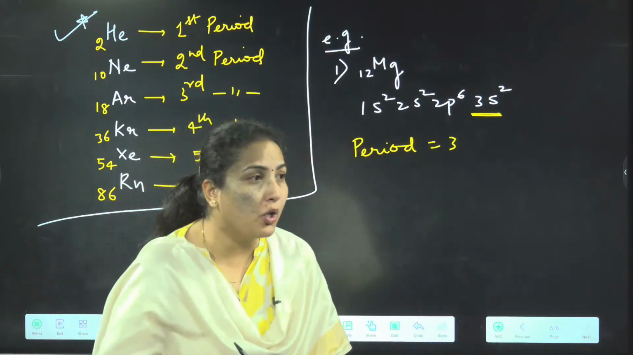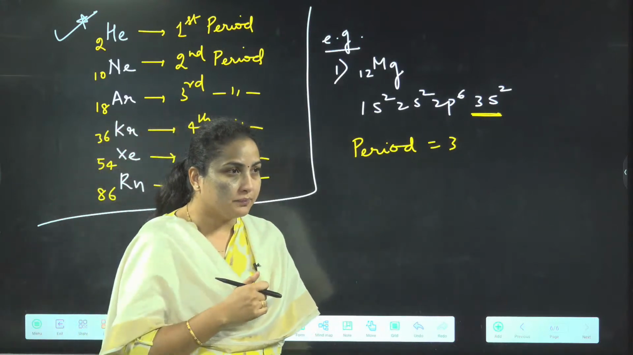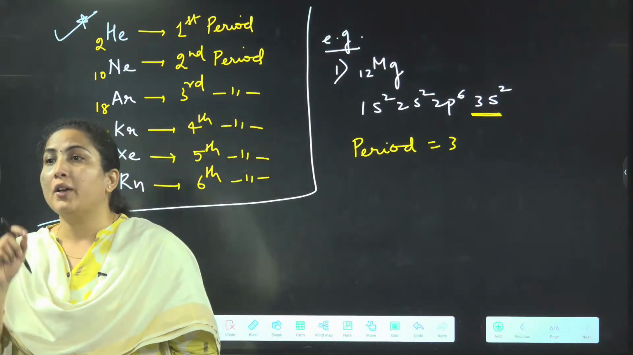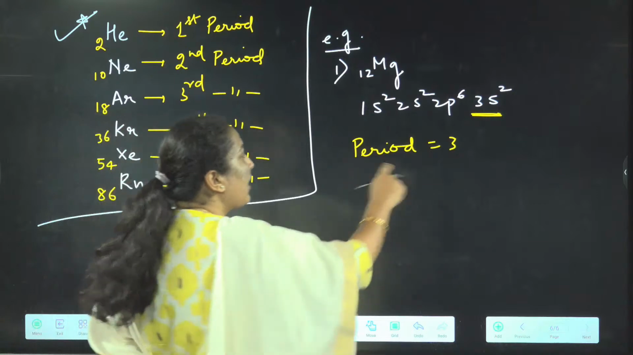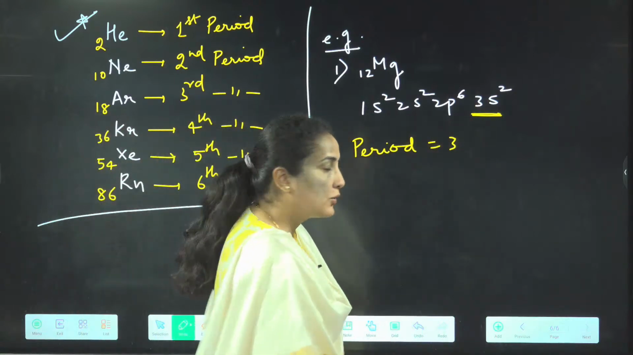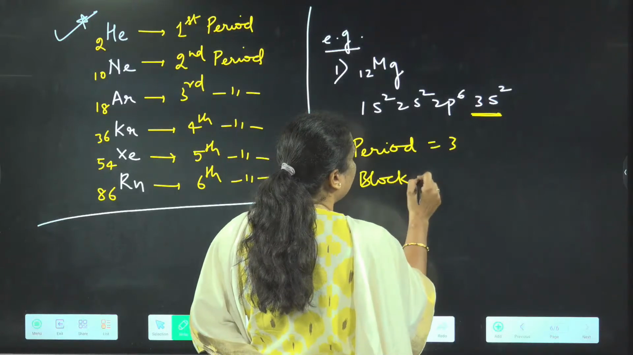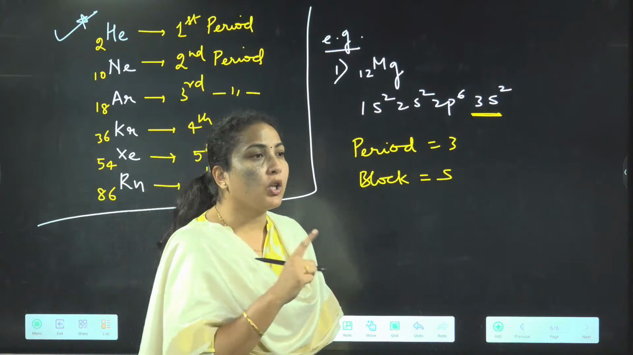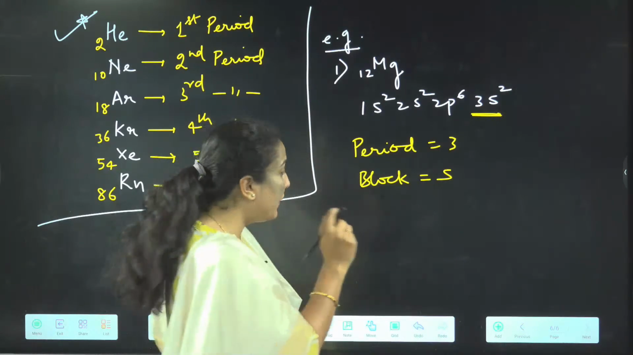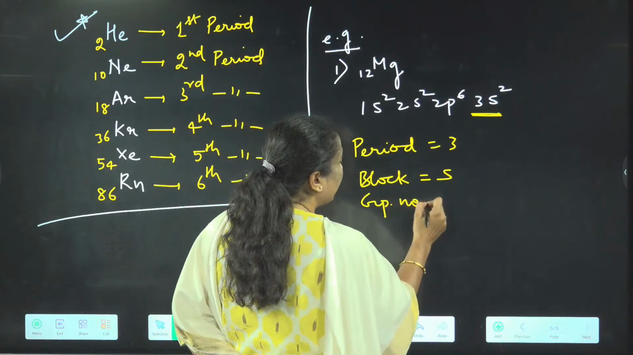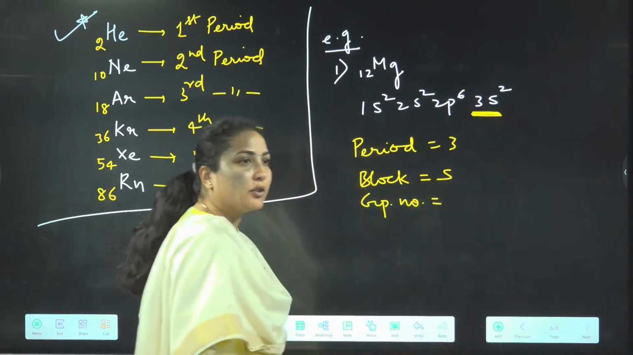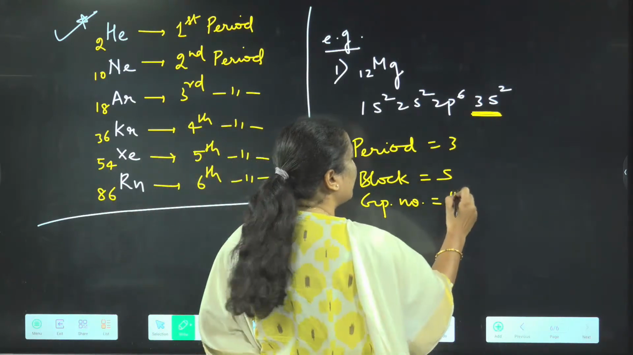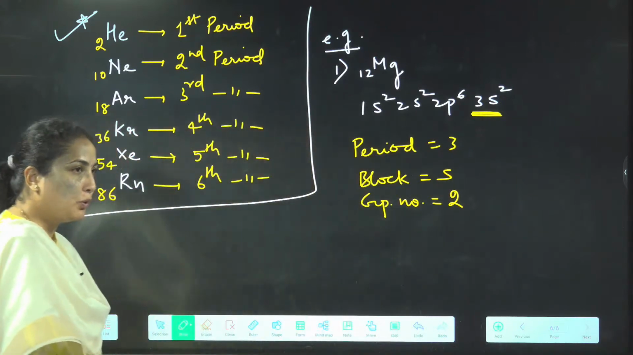Now next, what do we want? Basically we want to know the group number, right? Or else you first identify the block, because to identify the group number, we first need to know the block, right? Now where the last electron is entering, it is entering into the S. So the block you have identified is S, right? Then after determining the S block, the group number is the number of electrons in the valence shell. This is the valence shell. How many electrons are there? 2. Or we say the number of electrons in Ns. So it is basically 2. So you already know magnesium belongs to group 2, right?